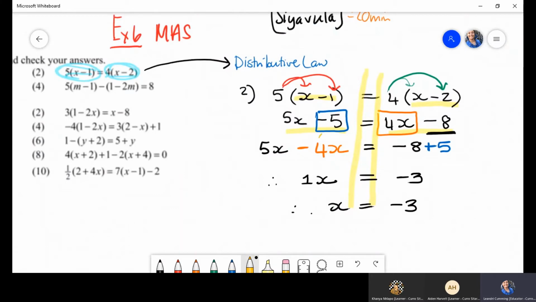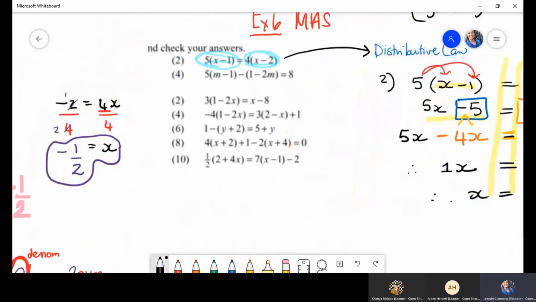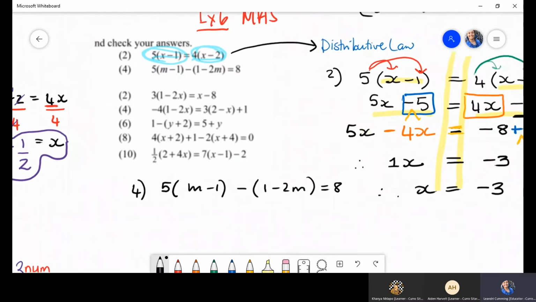So I simply look at what I have here, the negative 5. It changes to a positive 5 when it crosses the equal sign. Very important. And so you will do for every constant. So we've got, that's now number 4, 5 bracket m minus 1, minus bracket 1 minus 2m, close your bracket, is equal to 8. Okay, so we have a lot of product here, so let's go.